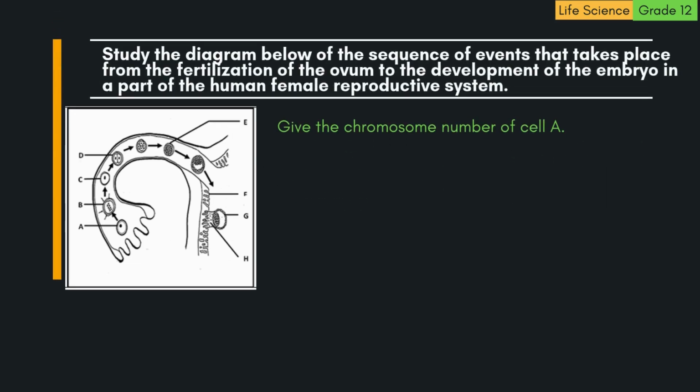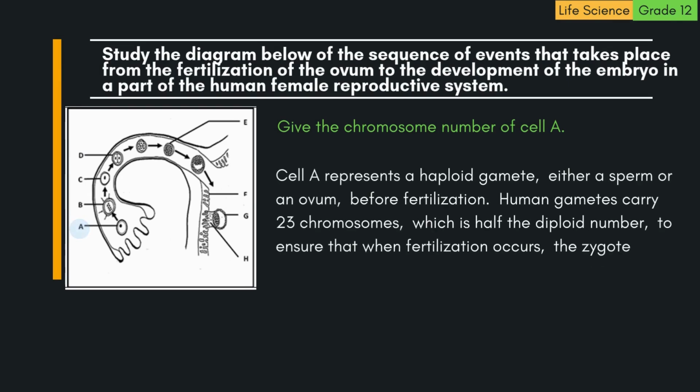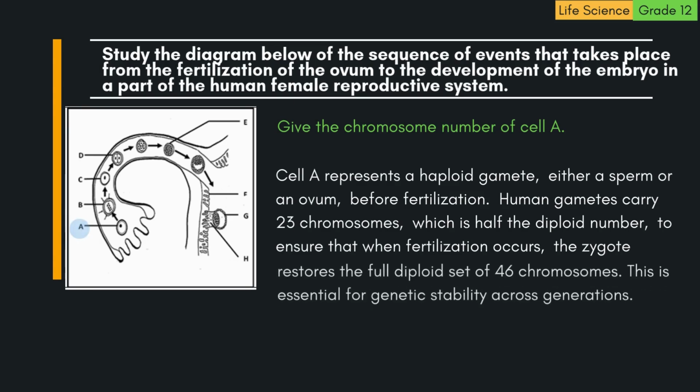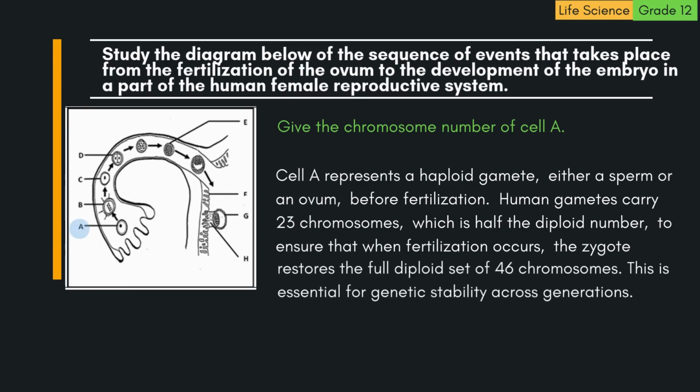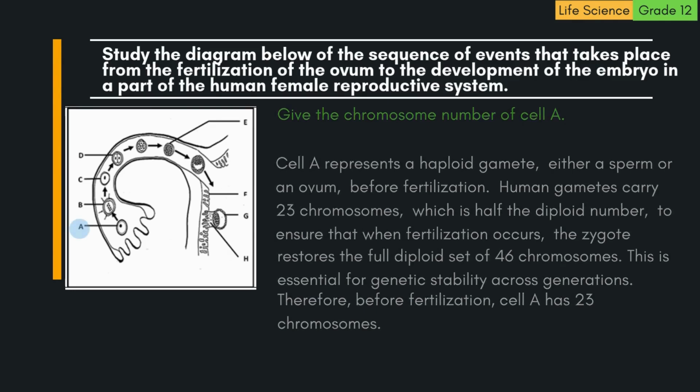Question. Give the chromosome number of cell A. Cell A represents a haploid gamete, either a sperm or an ovum, before fertilization. Human gametes carry 23 chromosomes, which is half the diploid number, to ensure that when fertilization occurs, the zygote restores the full diploid set of 46 chromosomes. This is essential for genetic stability across generations. Therefore, before fertilization, cell A has 23 chromosomes.